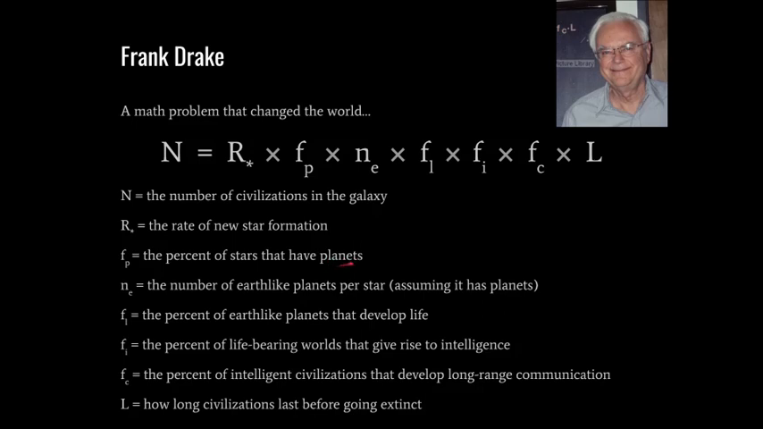So we know this number, and astronomers also know the first number too. This is something that you can research and find out. You can look for new stars being formed. So these are both numbers you can find out in nature. The next one is also one that we're working really hard to find out, but we have not finished just yet. You multiply that whole number by the number of Earth-like planets per star, assuming it has planets. So if it does have planets, how many of those planets are like Earth?